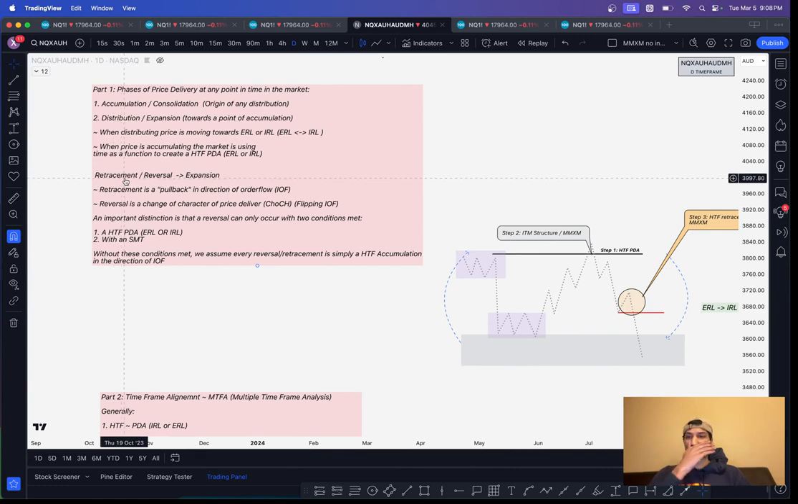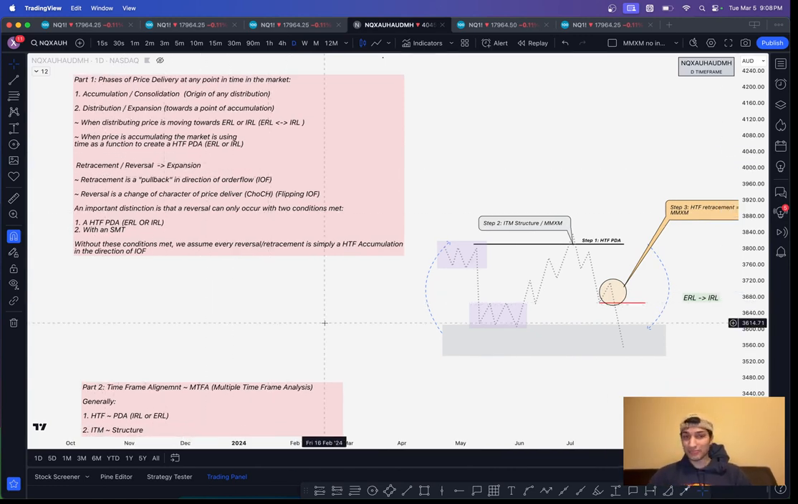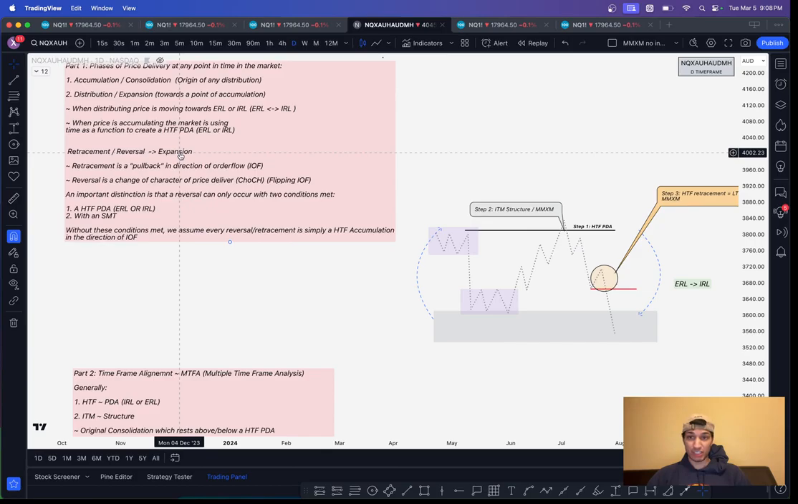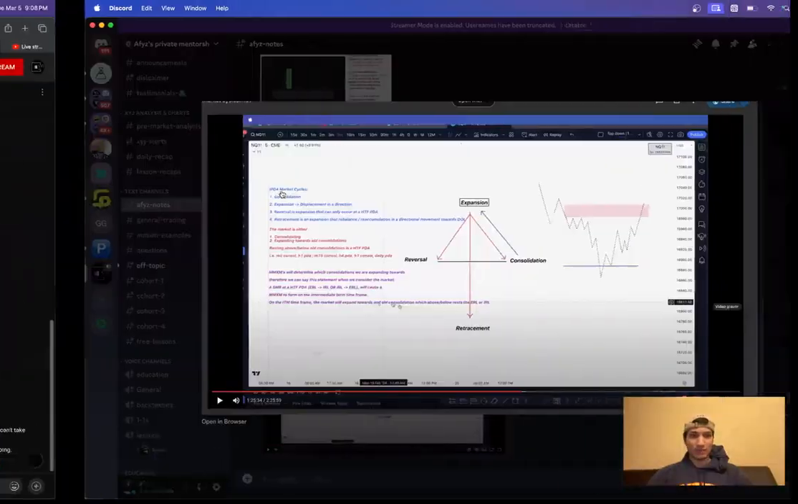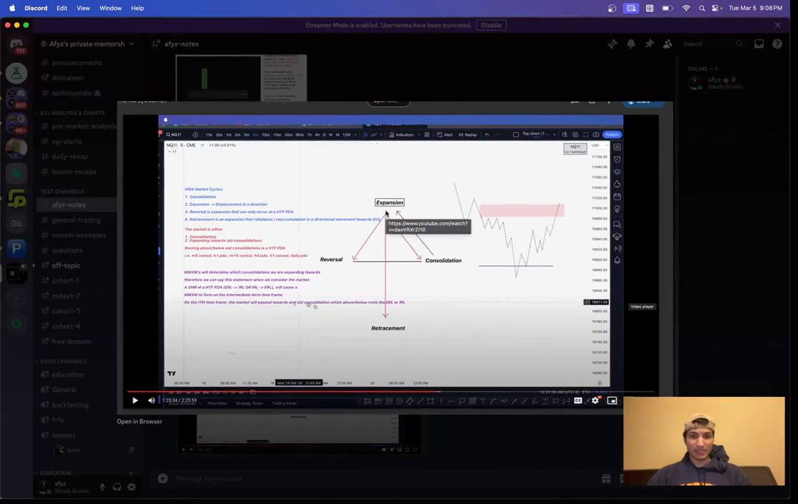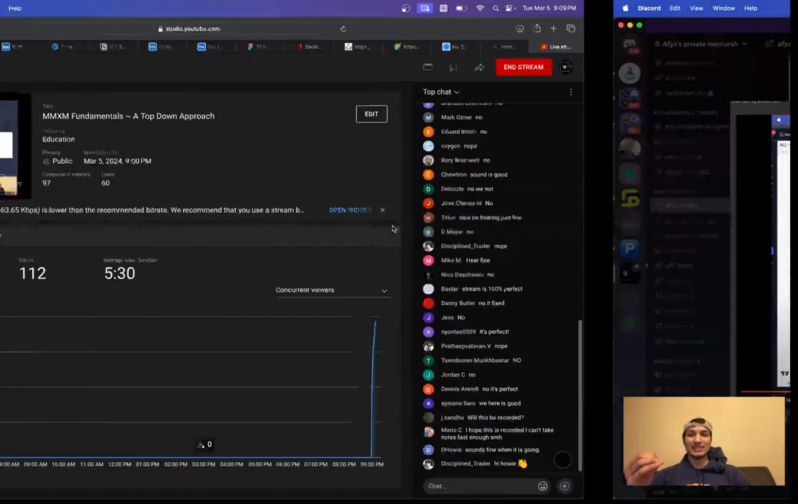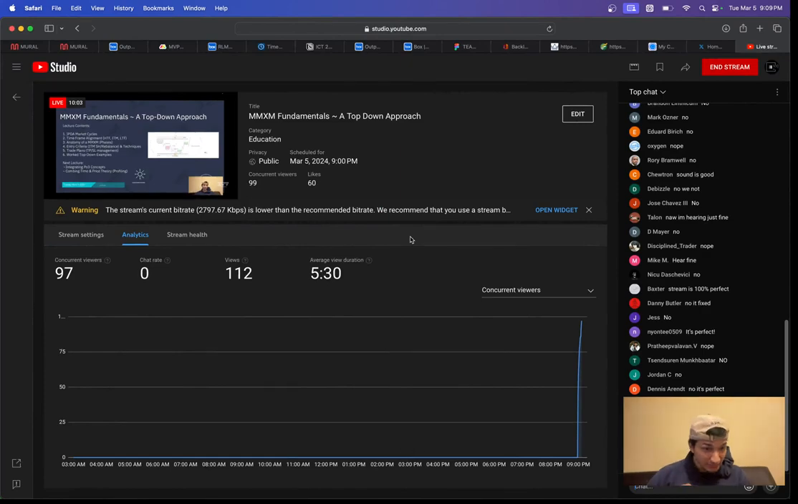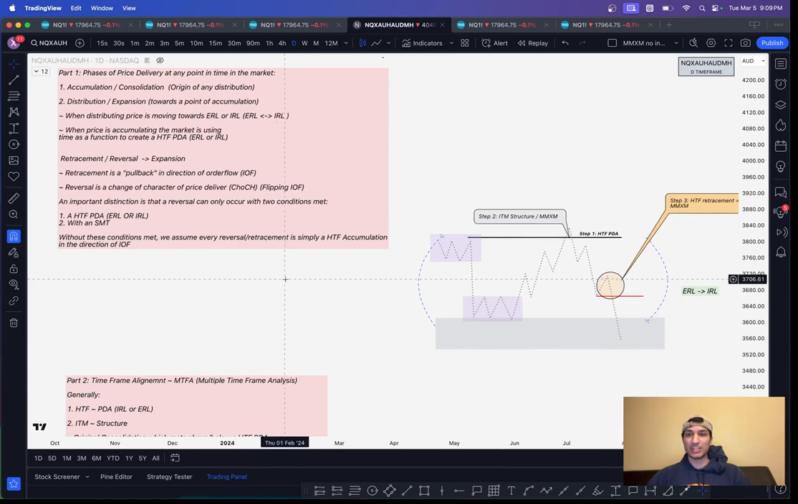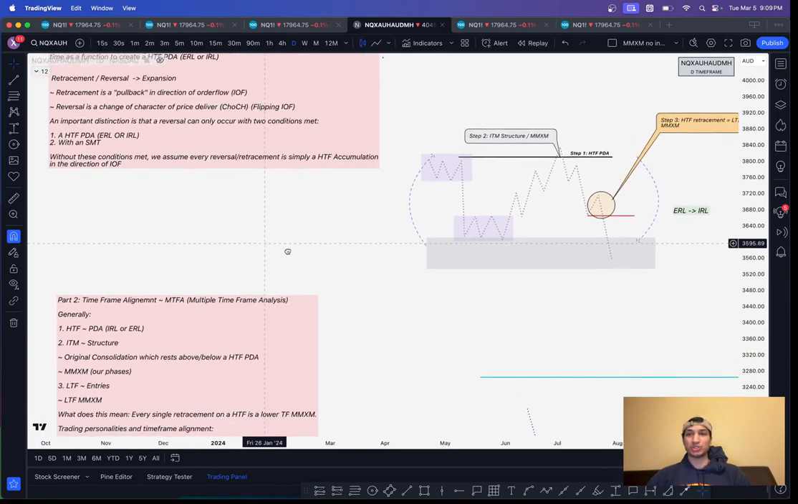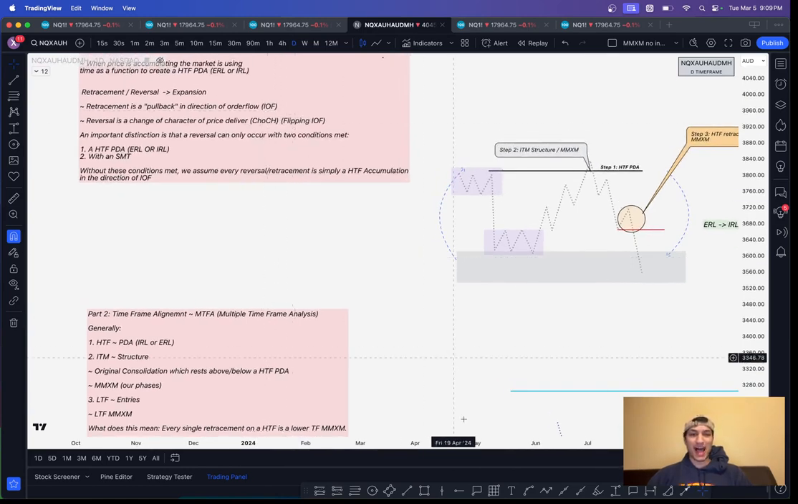So let's talk about reversals and retracements, which I define and teach as a form of expansion. If we look at something like this, a retracement and a reversal are both a form of expansion in the market. There's just specific criteria associated with each of them. So a retracement is a pullback in the direction of institutional order flow, something I'll denote as IOF.